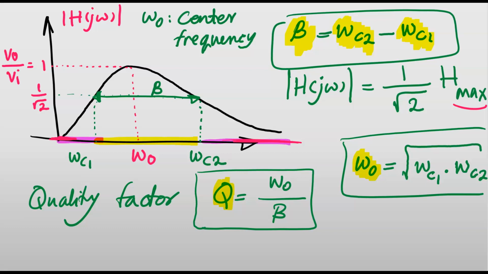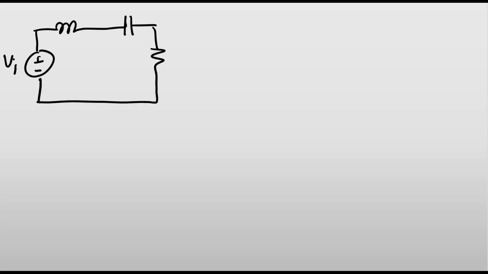Okay, now let's take a look at the transfer function of the series RLC circuit, which has the output as the voltage of the resistor. I'm going to draw the circuit one more time here. I have LS here, 1 over CS here, and R, which describes the output voltage.